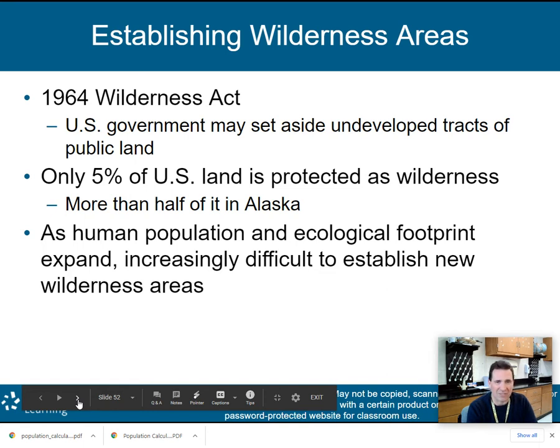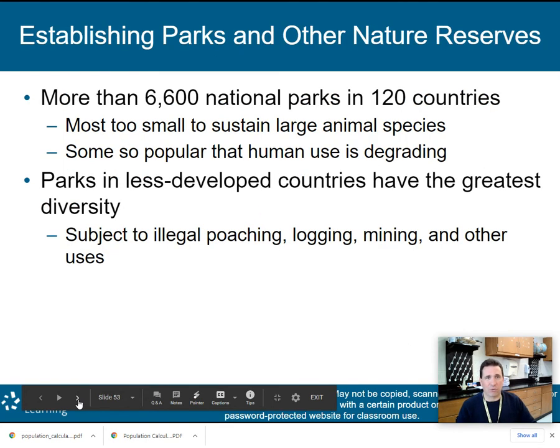Again, only 5% of the land in the U.S. is protected as wilderness, and more than half of it is in Alaska. As the human population and ecological footprint expand, it becomes increasingly difficult to establish new wilderness areas, because obviously you have the need for people and a place for them to live. And unfortunately, as the human population is booming, so is the ecological footprint.